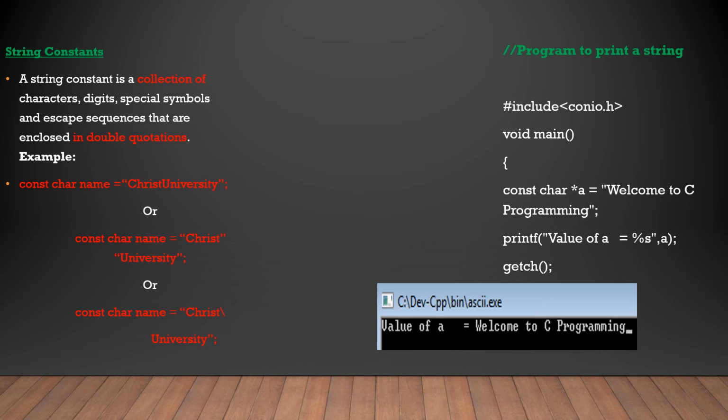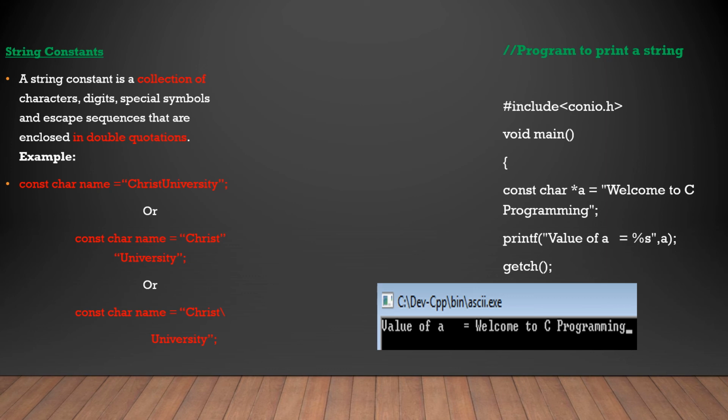Or you can declare like this. You can split the string like this. const char name equal to, within double quotes I am writing "Christ", and again within the next double quotes I am writing "university". Or else, you see the third example, how we have written const char name equal to "Christ \ university", double quotes again. The string is started and ended with the double quotation marks.